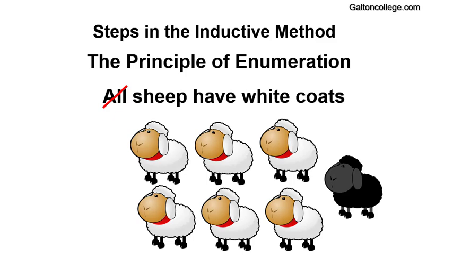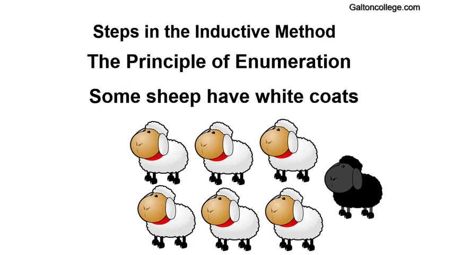They don't. I have to change that. I have to change the all. I can't say all sheep. It's clearly not true. So I have to change the all to something else. And what I'll change it to is some. Some sheep have white coats. Now that is true. Some sheep have white coats. Some sheep have black coats. So we can't go with all. We have to change it to some.